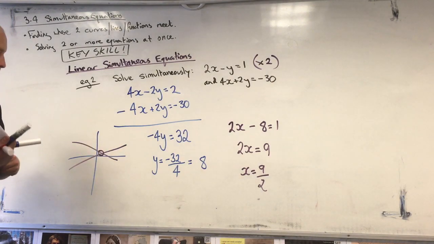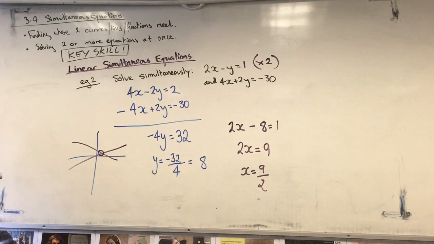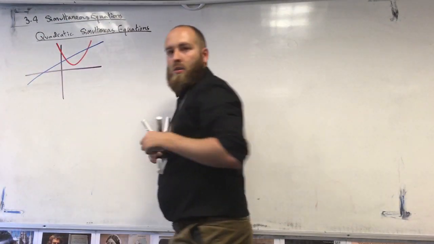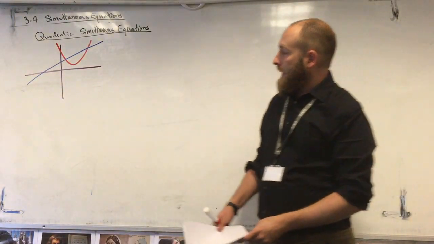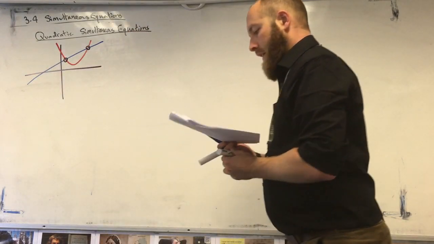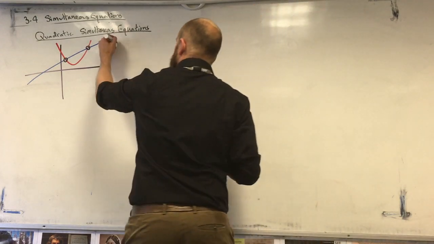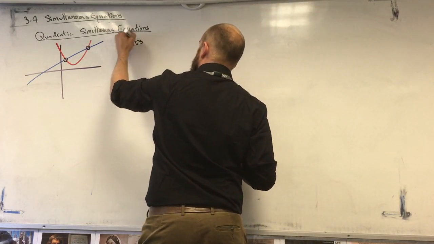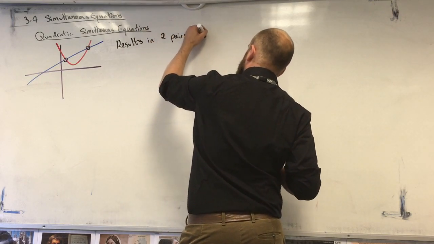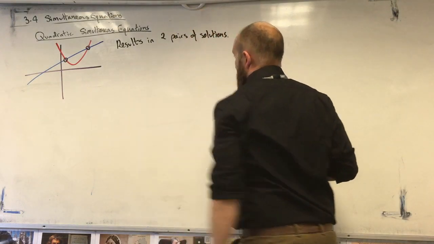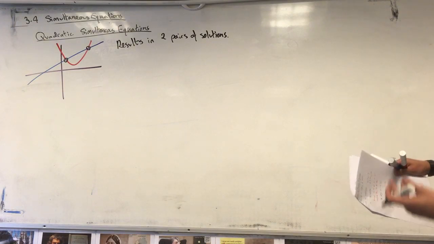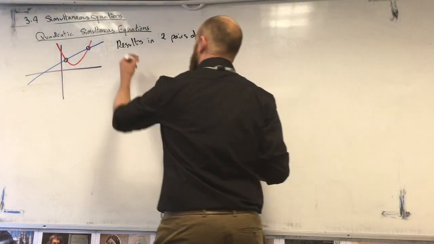However, sometimes we're going to have curves crossing on a graph, and to do that we need to be able to solve quadratic simultaneous equations. So quadratic simultaneous equations will be used in a case like this, when you can expect to get two solutions for a line crossing a curve. This results in two pairs of x, y solutions. And you can't do this using elimination, so you can only use substitution.